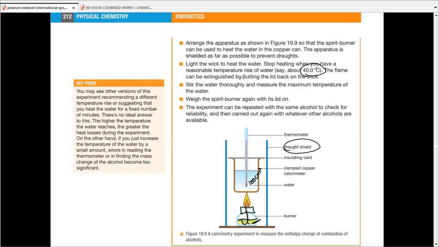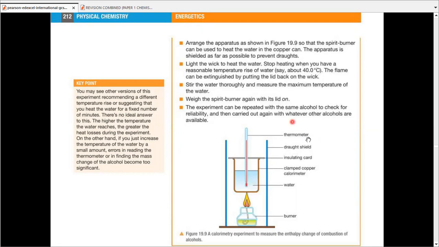And then we extinguish by putting the lid back on the wick. You can simply put the lid back on the wick and extinguish it. Stir the water thoroughly and measure the maximum temperature of water, since we also measured the initial temperature. Weigh the spirit burner again with its lid on so that you would know how much of the alcohol has been burned. The experiment can be repeated with the same alcohol for reliability. You may even carry out the experiment with different alcohols if they're available.